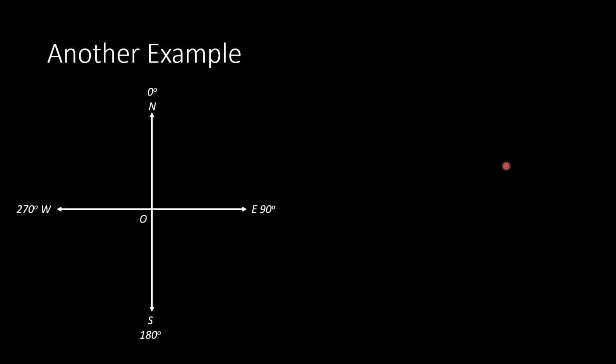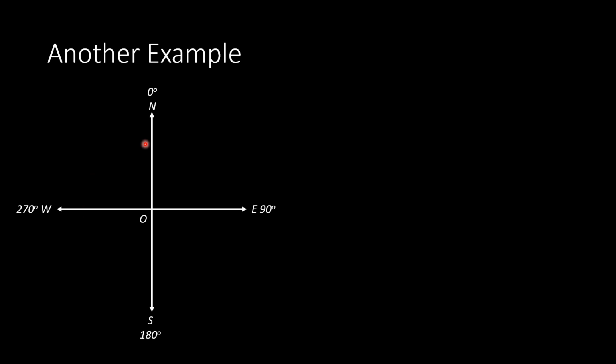So let's start with another example. Let's start by placing a compass where we've got our 4 cardinal directions. So we've got north pointing towards the top at 0 degrees, and we've got east pointing towards the right at 90 degrees. Then we've got south pointing towards the bottom at 180 degrees, and then west pointing towards the left at 270 degrees, and then we come back to north at 360 degrees.